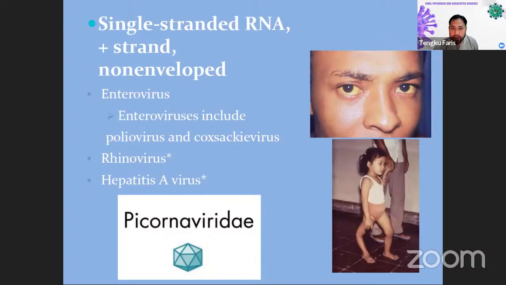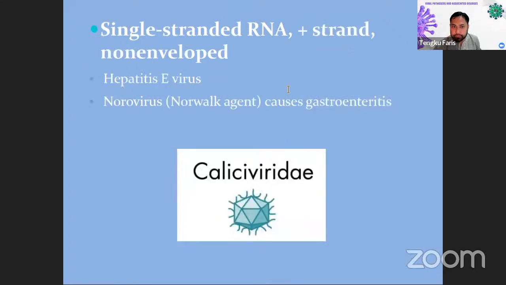Some of the RNA viruses that are non-enveloped, like enteroviruses, can cause bone malformation, and you can see this is considered as poliomyelitis or polio disease. You can see the bone of the kid, and also the eyes become yellowish. Under this category, single-stranded RNA also includes the rhinovirus and hepatitis A virus.